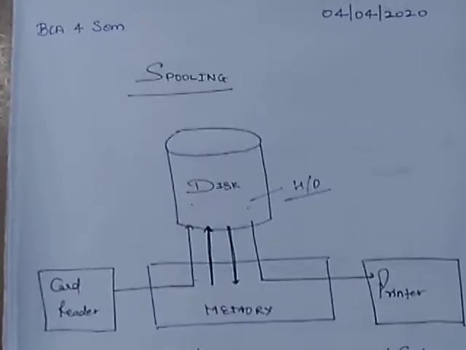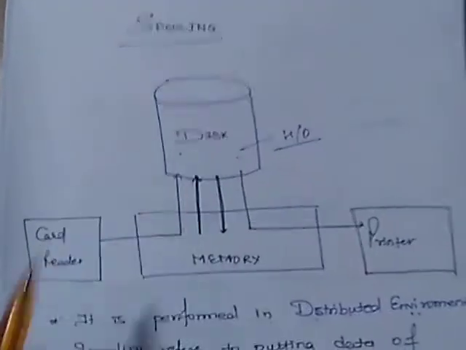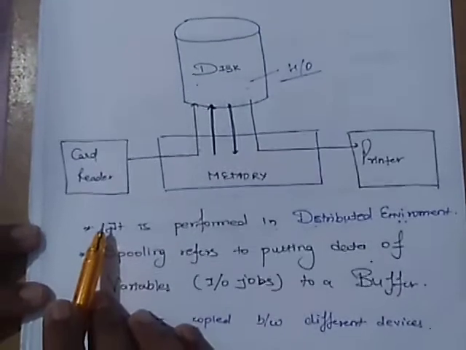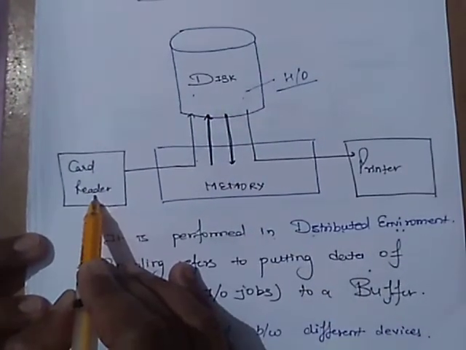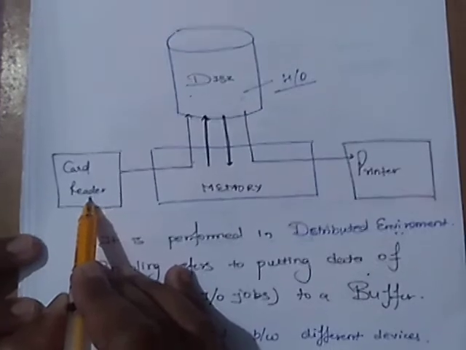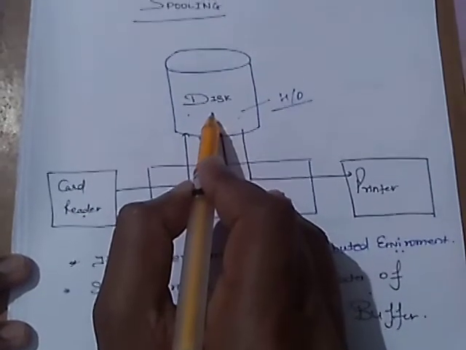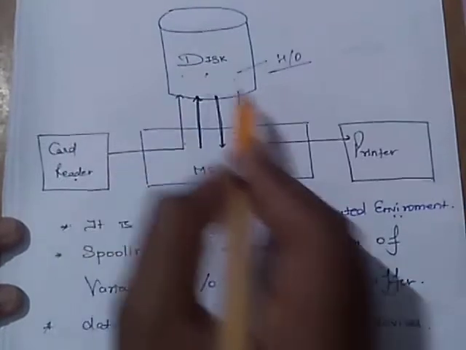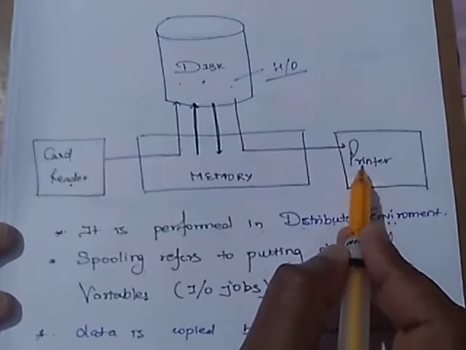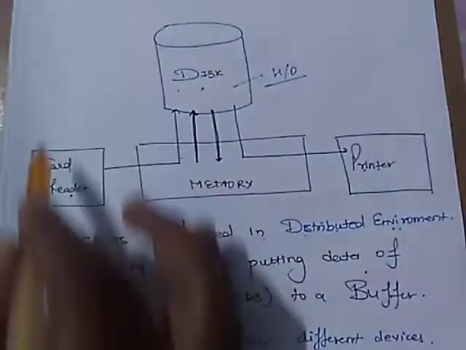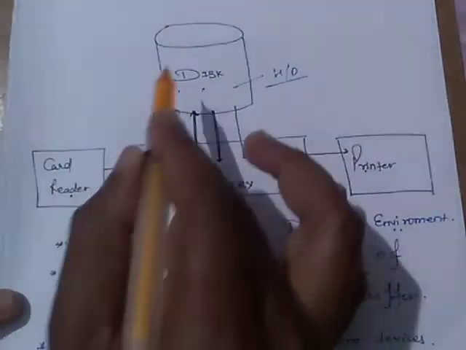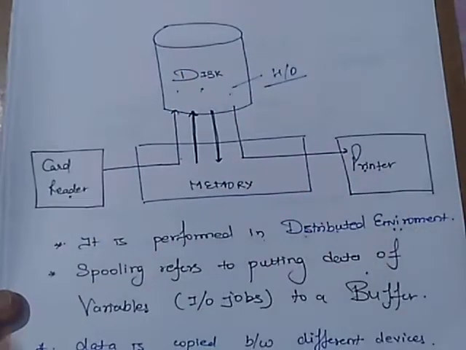For example, we have seen a diagram where the card reader is attached to a disk. It means the computer reads data from a card reader and writes data to a disk. Then this data will be given to a printer. So it is a type of spooling where operating system manages card reader, disk, printer, memory.